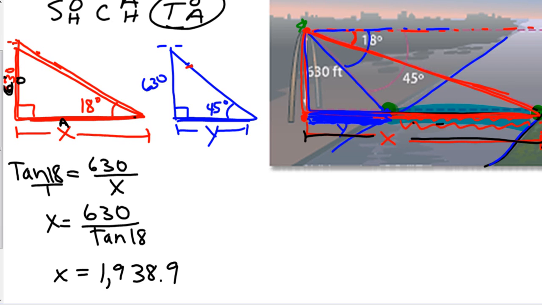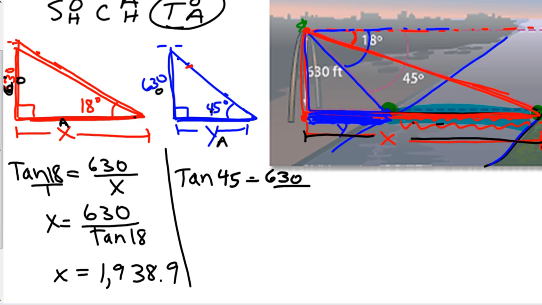So I'm going to go ahead and solve the blue triangle now. So I'm looking at my 45-degree angle. I'm going to label. From my 45 degrees, I've got my opposite. I've got my adjacent. Hopefully you feel good to do this one on your own now, and you can maybe just check your answer. You should be using, again, the tan ratio, because opposite and adjacent. So tan 45 this time is equal to 630 over y.